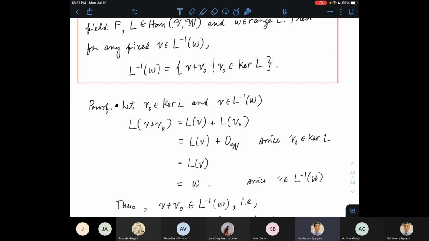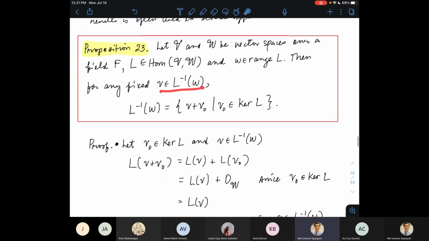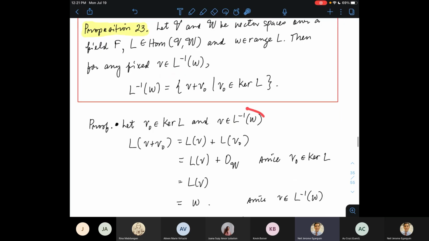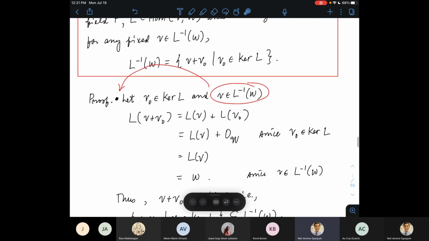Oh, by the way, V is a fixed element. Si V ay naka-fix from the beginning. So dapat siguro inuna kong i-state yung V. So let me just take note of that. That should go first. So si V yung fixed element ng L inverse. Then kukuha ko ng arbitrary element ng kernel, kasi gusto ko ipakita na any member of this guy is a member of the left-hand side. Okay? So V is fixed. V0 is an arbitrary element of the kernel. I want to show that V plus V0 is in the inverse image of W.